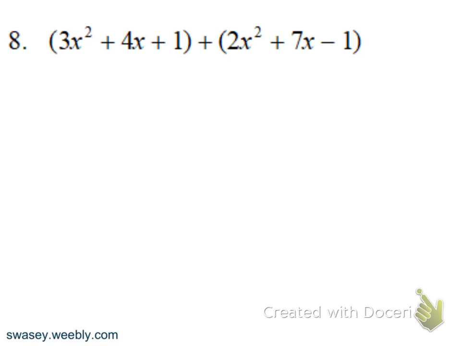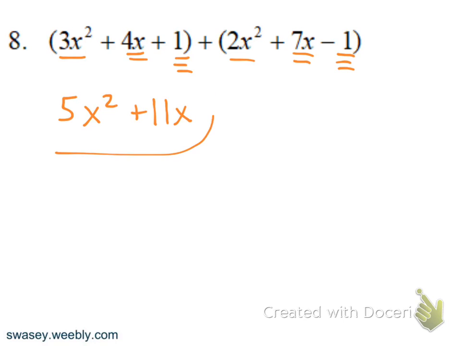Combining like terms. 3x squared plus 2x squared is 5x squared. 4x plus 7x gives us 11x. And then 1 plus negative 1 is 0. You don't have to write it.